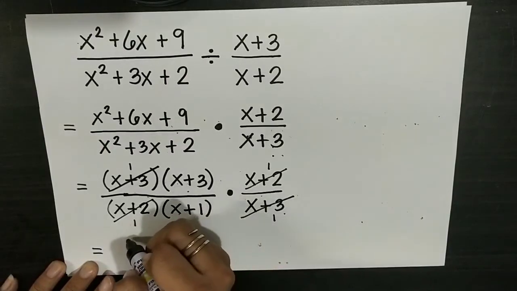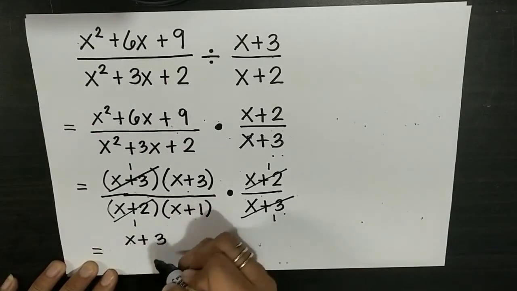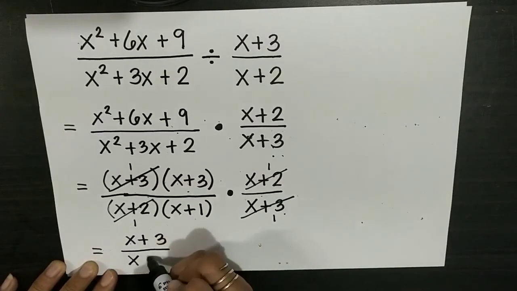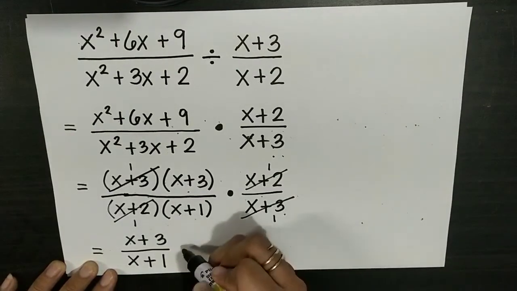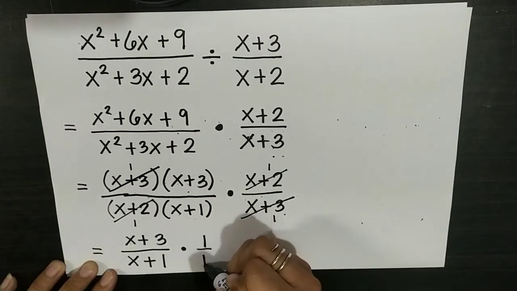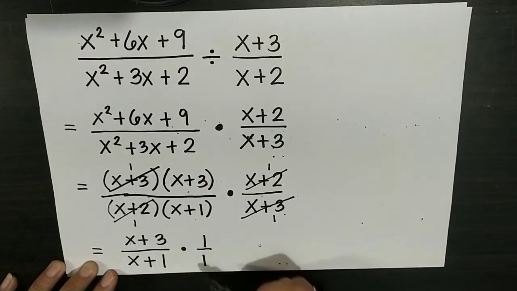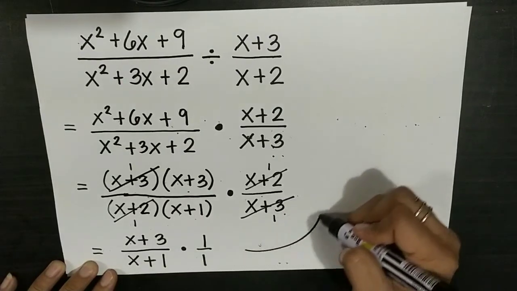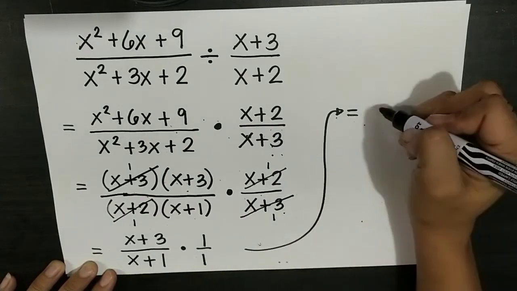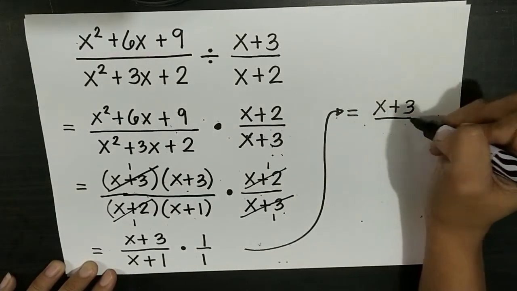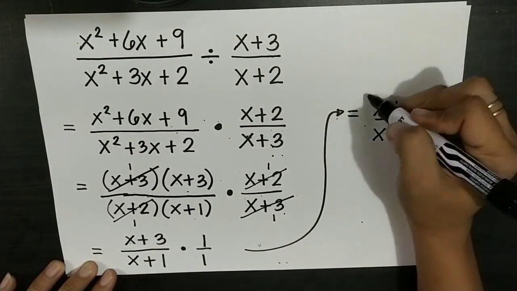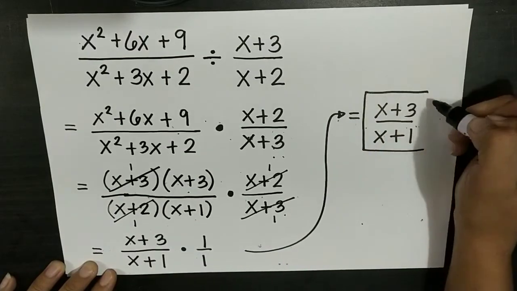So 1 times x plus 3 is x plus 3 over 1 times x plus 1 is x plus 1, times 1 over 1. So 1 over 1 is 1. So x plus 3 times 1 is x plus 3 all over x plus 1 times 1 is x plus 1. Alright, so this is now the answer.